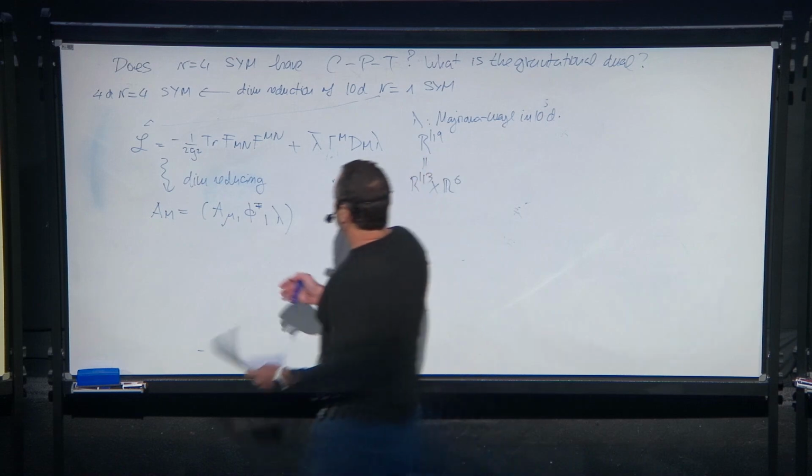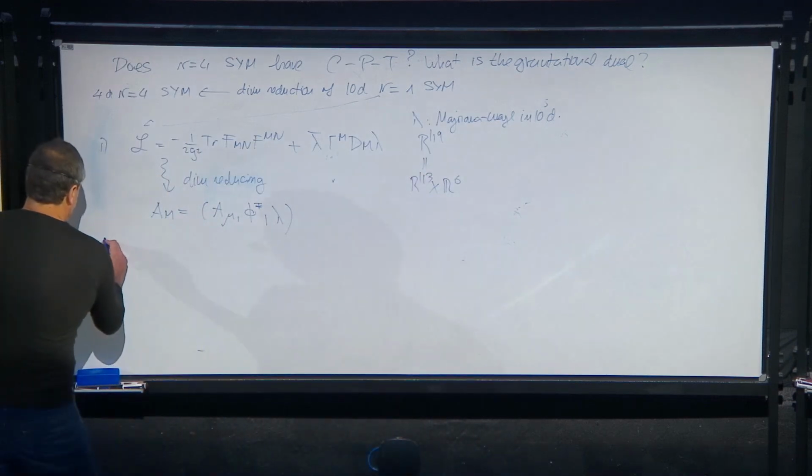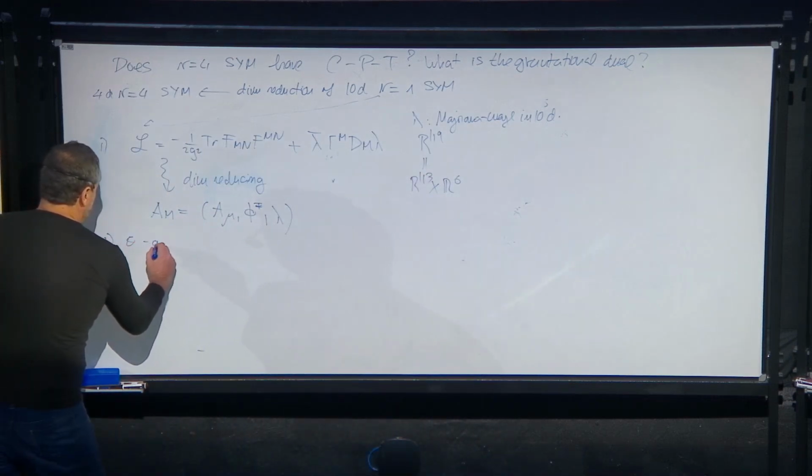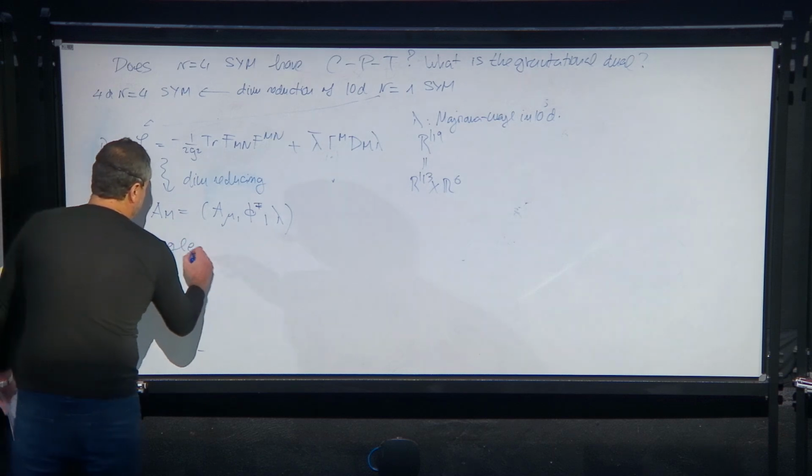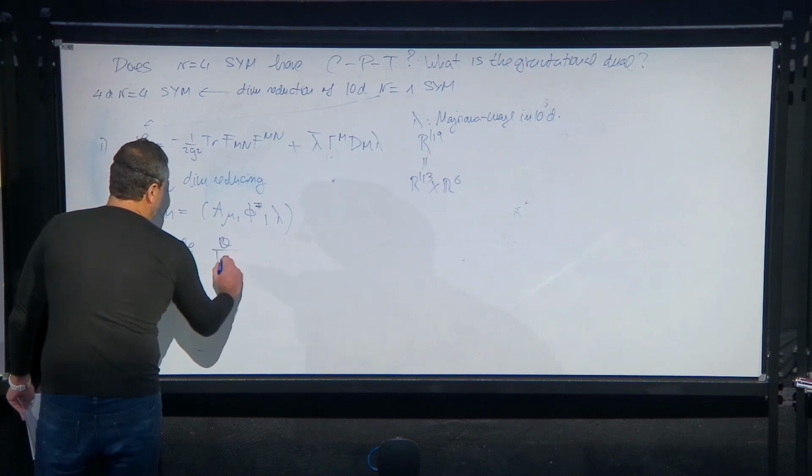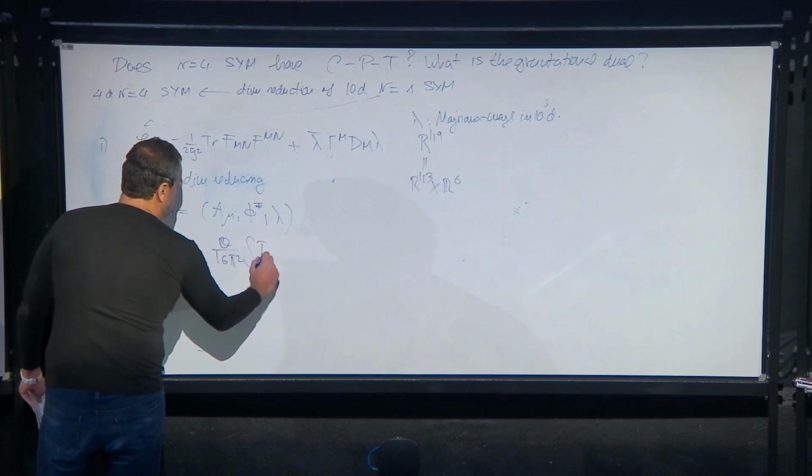But that's not enough. That's one piece. Then you could have the theta angle, the topological term of gauge theories. You could add theta over 16 pi squared trace F wedge F.